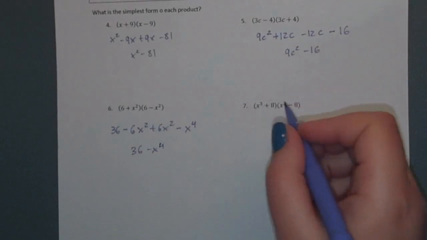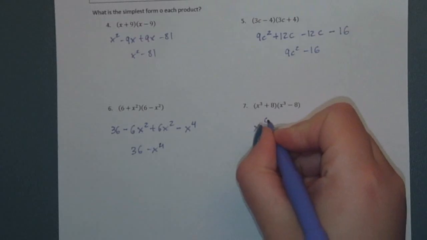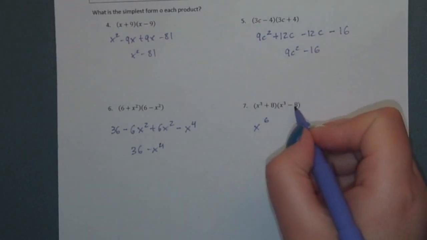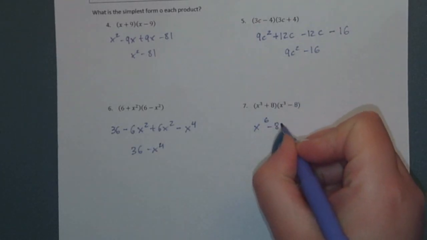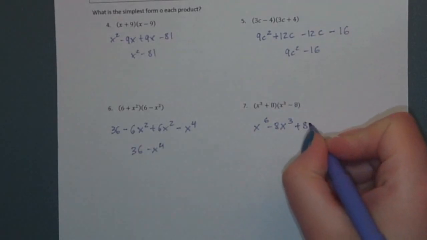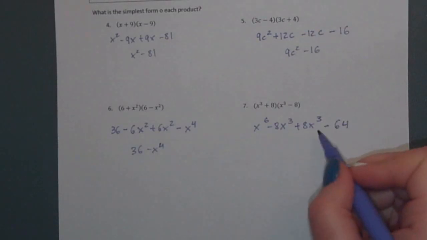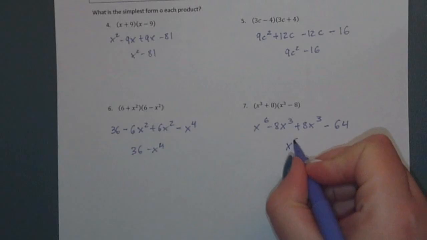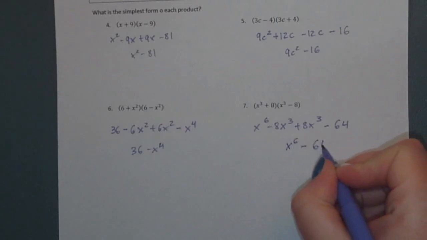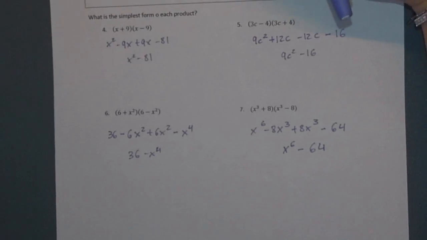Number 7, x to the third times x to the third is x to the 6th. x to the third times negative 8 is negative 8x to the third. 8 times x to the third is plus 8x to the third, and 8 times negative 8 is negative 64. My middle two terms are going to cancel out, so I got x to the 6th minus 64. And that is it on foiling special cases.